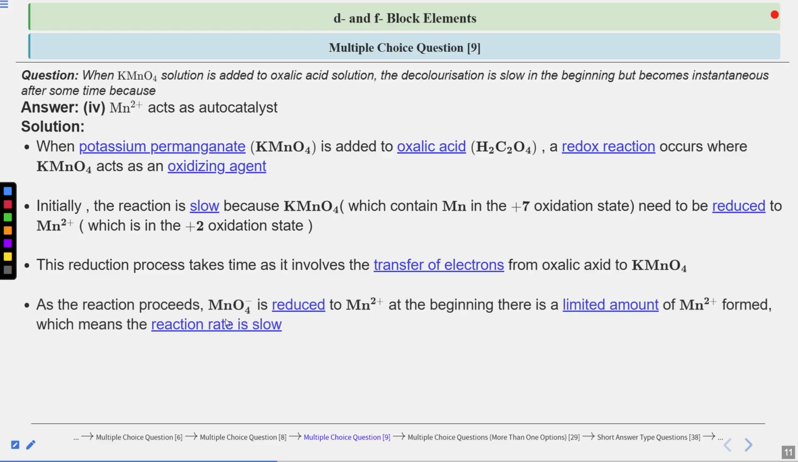Now as the reaction proceeds, MnO4 negative is reduced to Mn2 positive. At the beginning, there is a limited amount of manganese 2 positive that is formed, which means the reaction speed will be slow. So when the MnO4 negative starts to reduce to manganese 2 positive and the reaction proceeds, in the beginning there will be a limited amount of manganese 2 positive formed. That means our reaction rate is really slow.